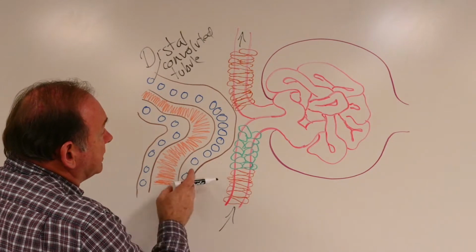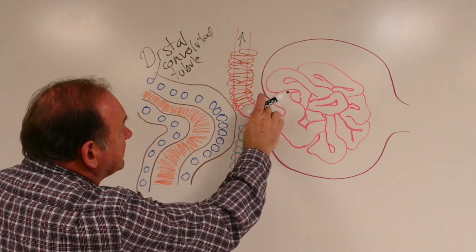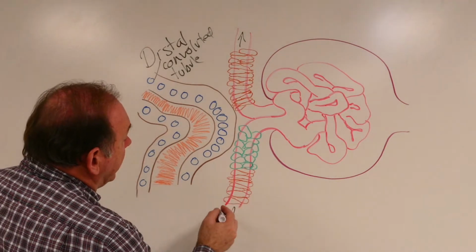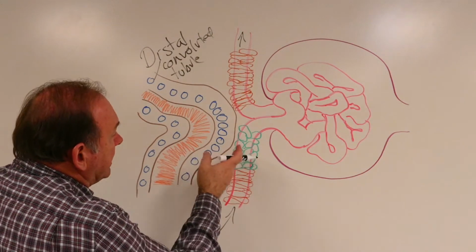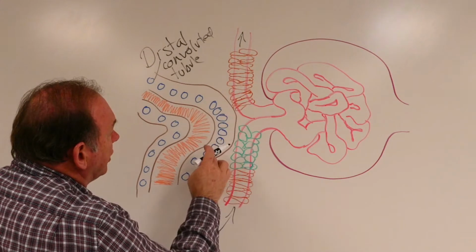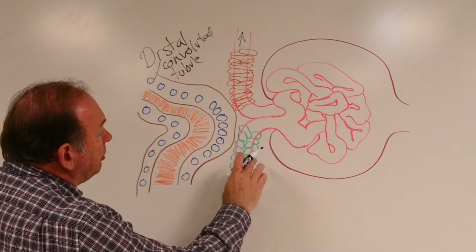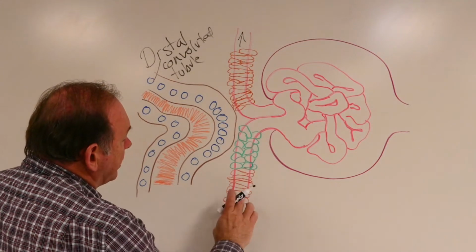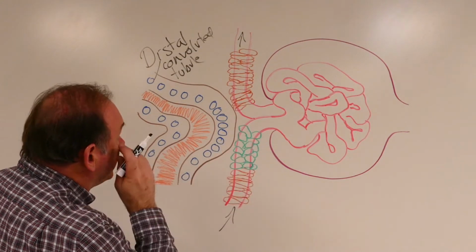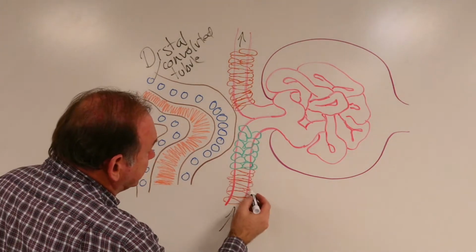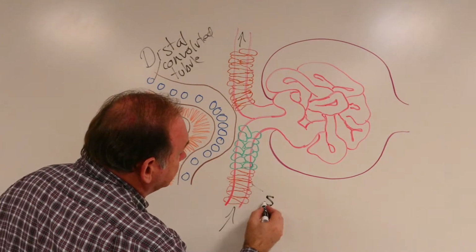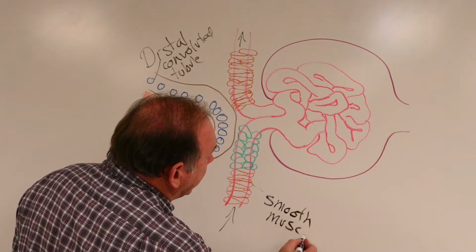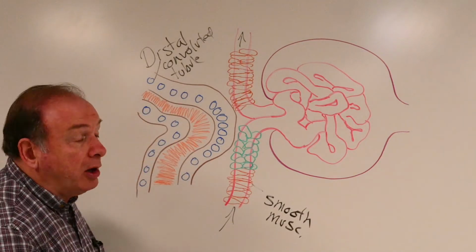So anyway, this has to come up right next to the base of the glomerulus there, and there's an interaction between the cells along this side of the distal tubule and the cells right here at the last part of the afferent arteriole. Now these cells down here, these are smooth muscle, as you would find around any arteriole.